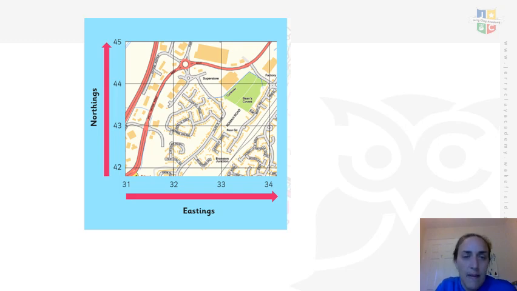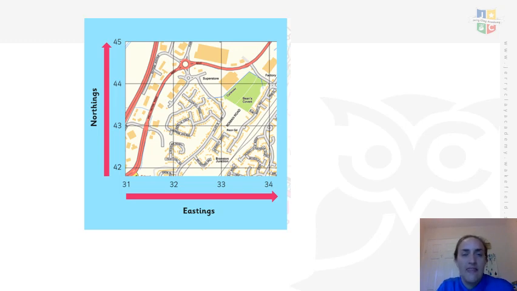So if we can remember from last week, let's have a look at the superstar. What would we say were the superstar's grid references or coordinates? Excellent. We would say they were 32, 44. Now what we're going to do today is have a look at being a little bit more specific.